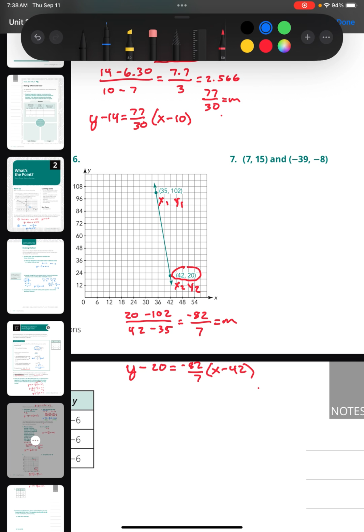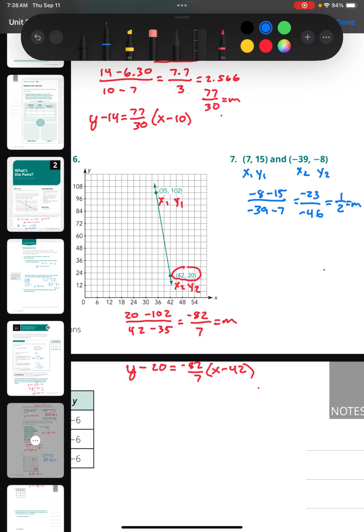All right, and then number 7, change colors just so it all can separate the problems easier. Again, finding slope first, just got 2 points. y2 minus y1 over x2 minus x1. So negative 8 minus 15 gives us negative 23, and negative 39 minus 7 gives us negative 46, and that can be reduced to 1/2. So there's our slope. Again, choose either point.